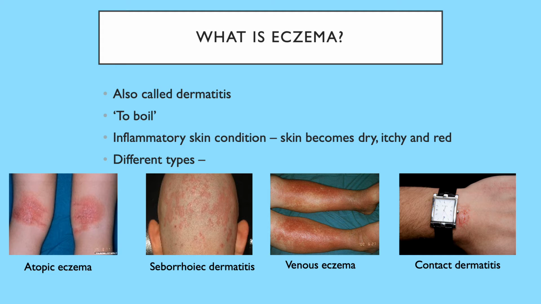Other forms include seborrheic dermatitis, which mostly affects the scalp and face, venous eczema, which affects the lower limbs due to venous insufficiency, and contact dermatitis, which affects areas of skin exposed to irritants and allergens like soap or nickel.